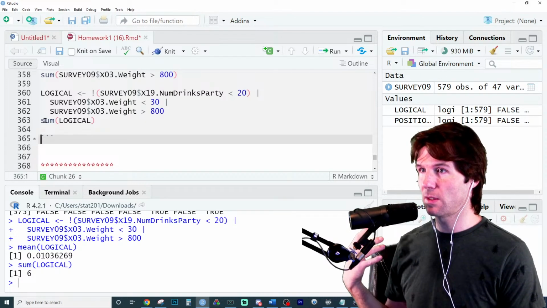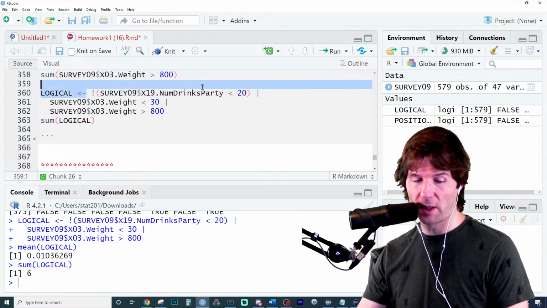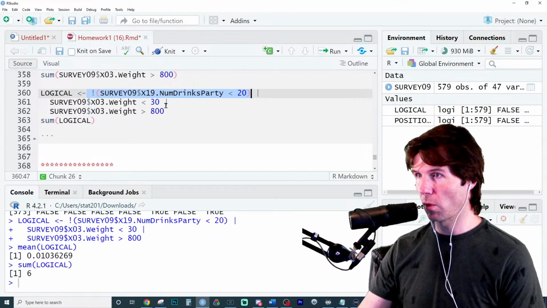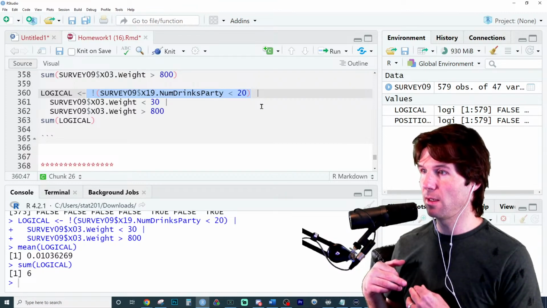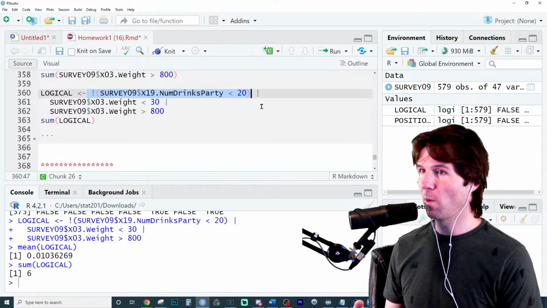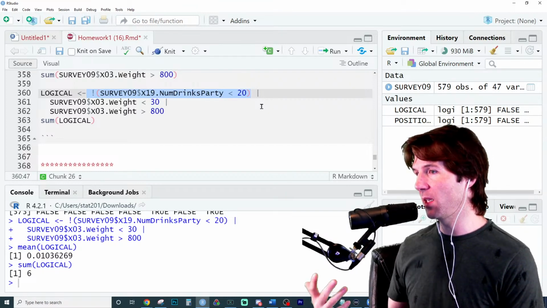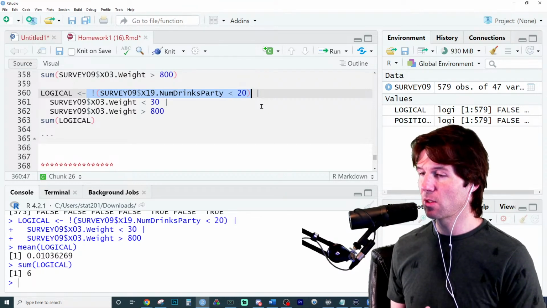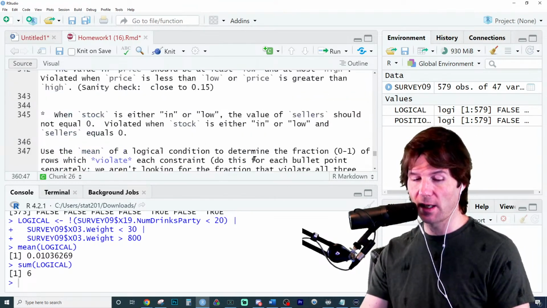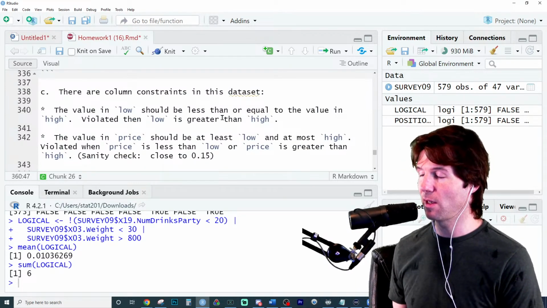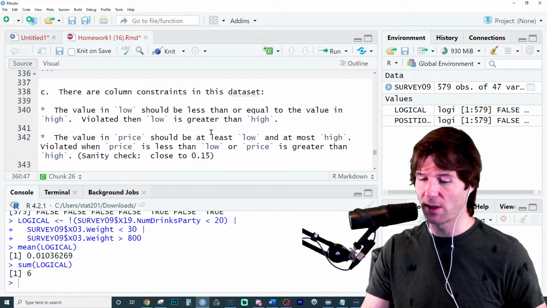Do they not drink less than 20 drinks at a party? Is their weight less than 30? So ors, because it's like, do they not drink less than 20 drinks, or is their weight less than 30, or is their weight greater than 800? If they meet any of those conditions, they're going to come back as an issue right here because we don't think those are valid answers. So that would be an integrity issue with one of the rows in the data set. Think about how this applies to your question to write each of these constraints, where you're checking whether the value of low is less than high, or high is less than low, things like that, and check each of these to find the percentages.